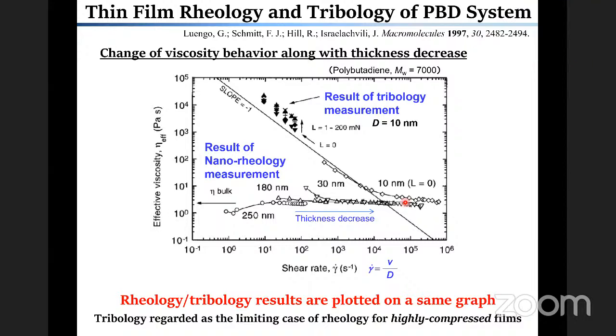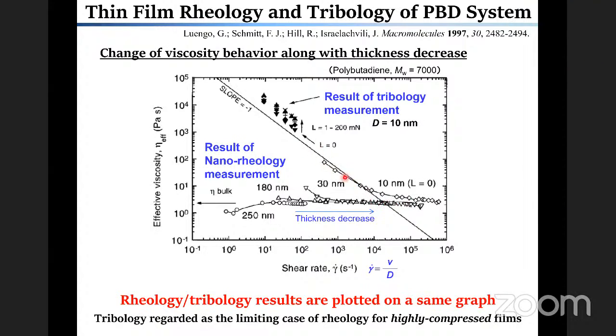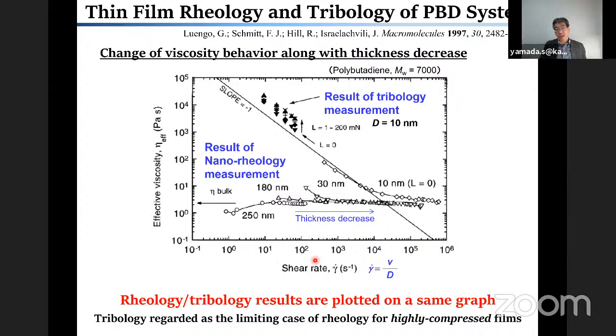A thickness of 10 nanometer was the minimum thickness attainable for this measurement. The nano-rheology curve apparently shows shear thinning. Shear thinning is the viscosity decrease with the increase in the shear rate. This is the shear thinning behavior here.